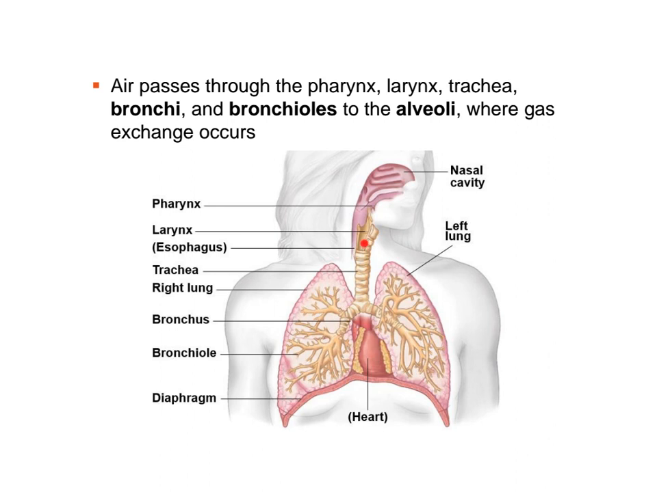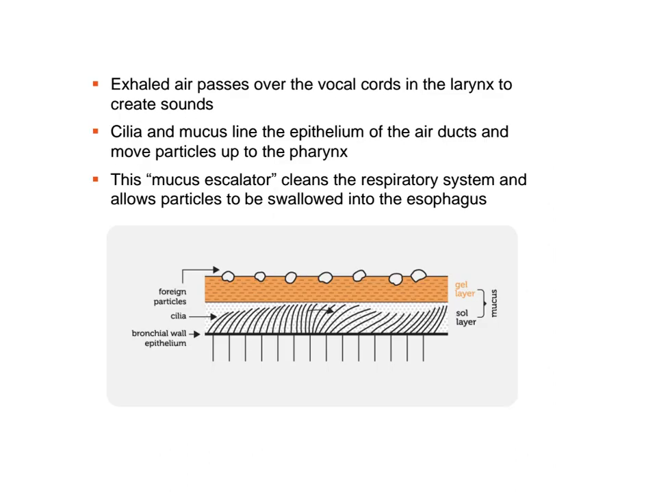Okay, so you have rings of cartilage. You then go to the bronchi, which are the major branches, and eventually you end up with much smaller branches called bronchioles. From the bronchioles, that leads to the alveoli, which are the small sacs where the actual gas exchange occurs. Exhaled air passes over the vocal cords in the larynx to create sound. That's how we talk. When we're speaking, we're essentially exhaling, and in between those exhales, we inhale, and then we continue to exhale as we're talking.